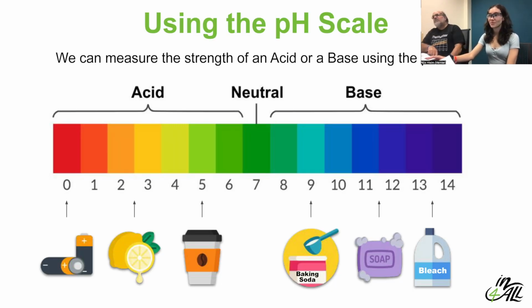So how do we determine how strong an acid or a base is? Well, one way to do it is by using this pH scale. It's a little counterintuitive. The lower numbers are acidic, the higher numbers are basic. Neutral would be considered in the middle.